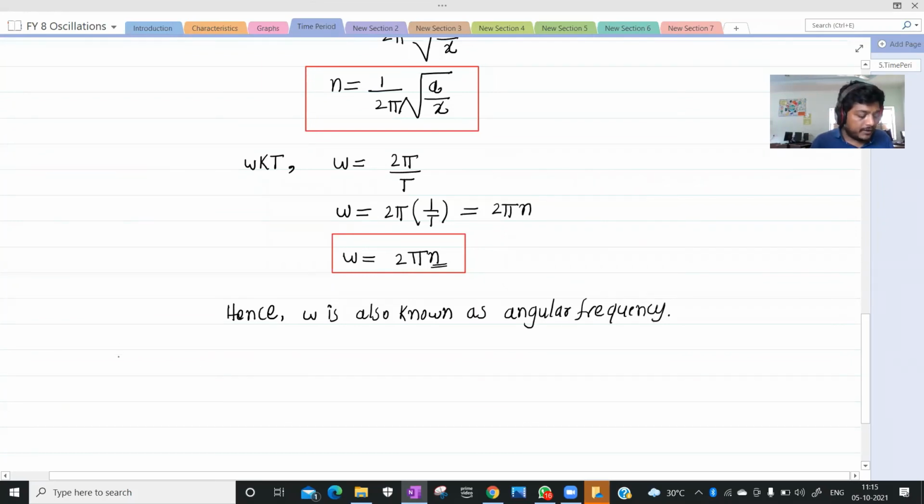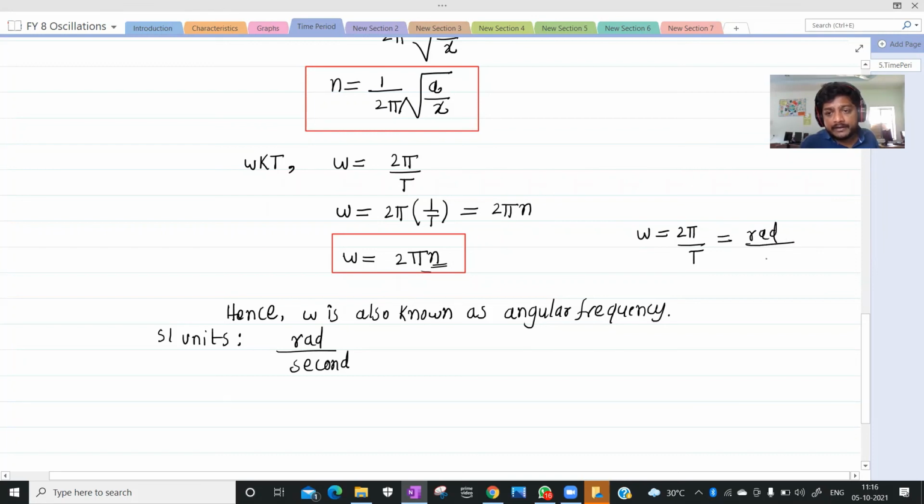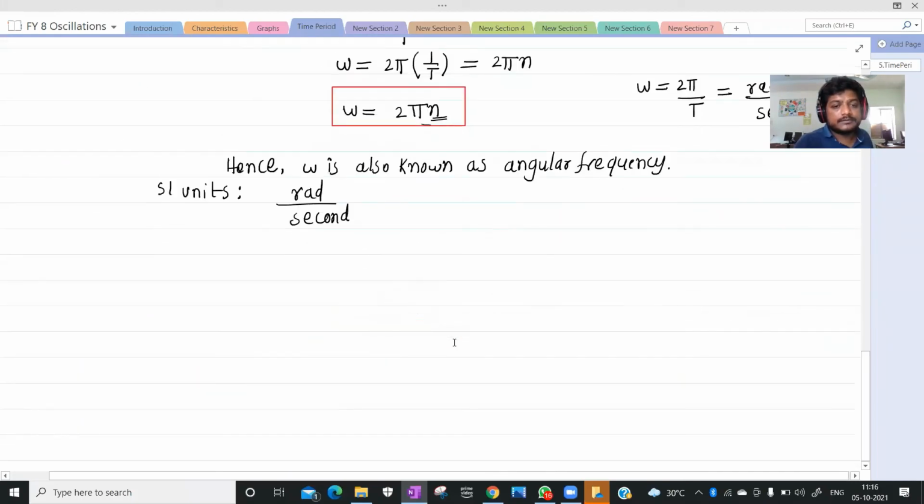Do you know the units of angular frequency? The SI unit is radian per second. 2 pi by T: the radians, the angular displacement, divided by the time in seconds. So radian per second. Is it fine?